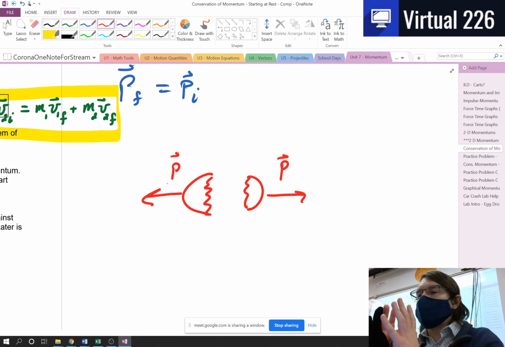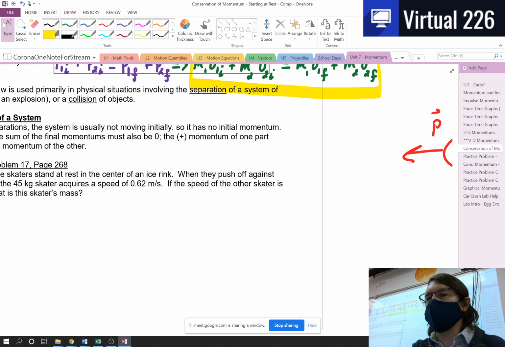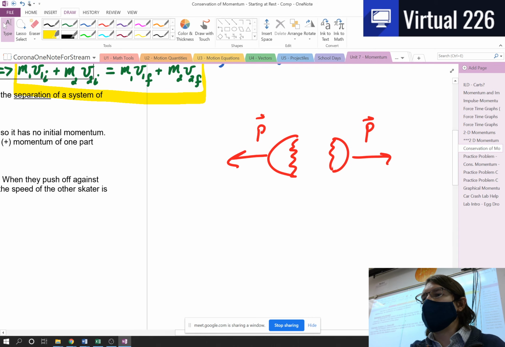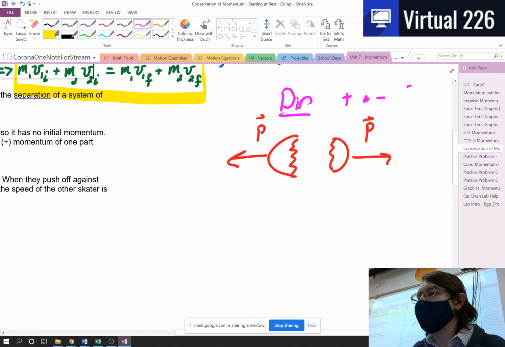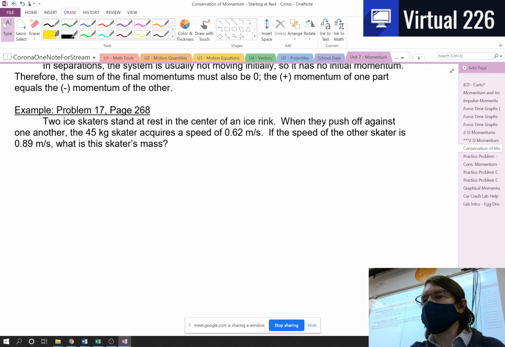Objects that are initially at rest, and then they move apart for some reason. Maybe an explosion, maybe just internal forces, whatever. Okay? But the key thing to remember here is we've got 2 directions. Directions matter. You know, which direction's positive, which direction is negative. We need to make those decisions and then work those through. So let's take a look at this first example problem for a separation scenario.